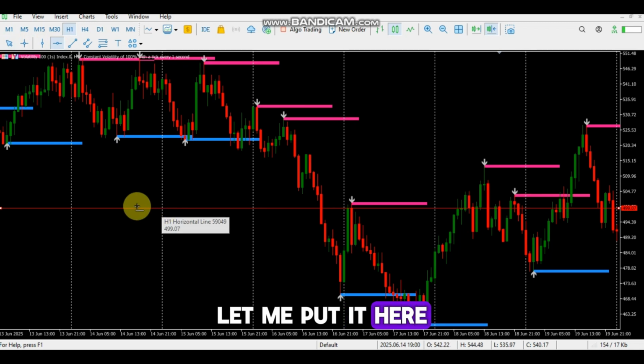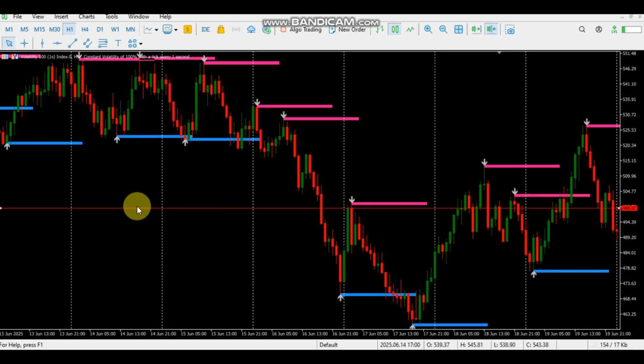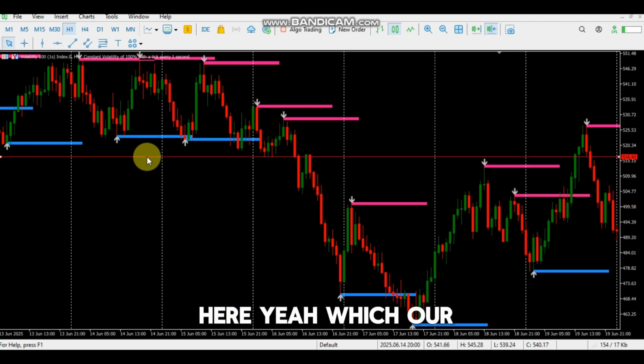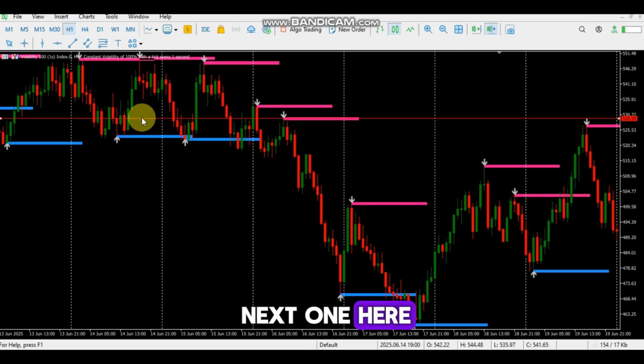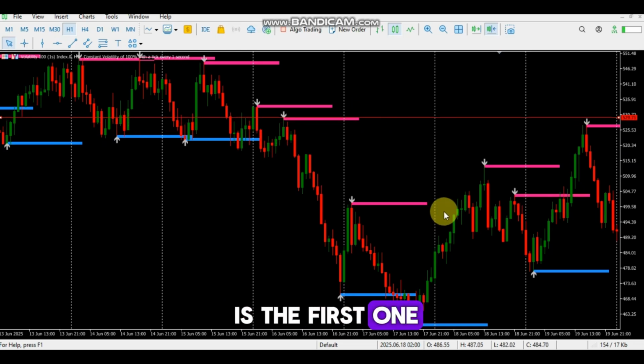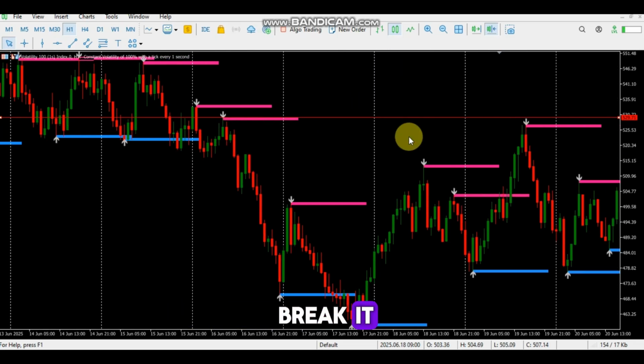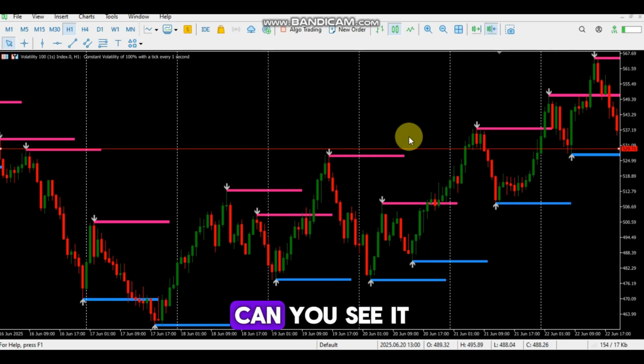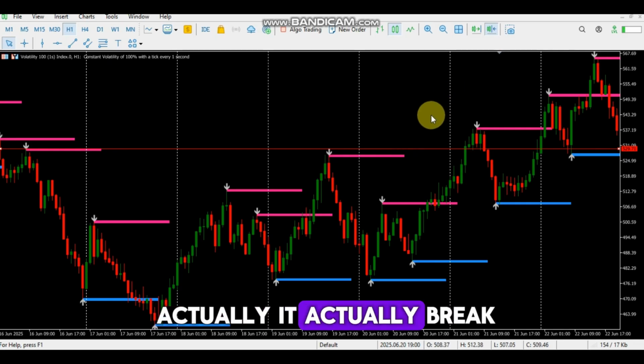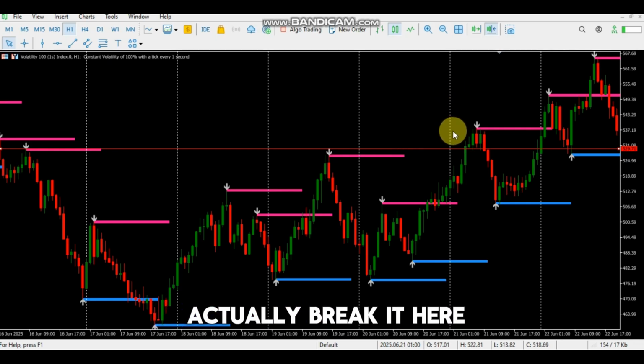Let me put it here. Which is our next one here. Can you see? This is the first one, and this will be the second one. If you break it, can you see? It actually breaks it here.